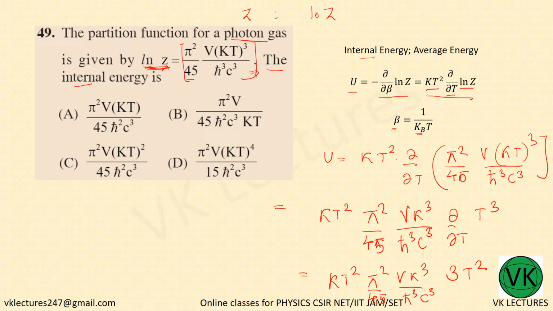Alright, so here you have k, so k power 4, T power 4, so kT whole power 4. Then pi square divided by, this is 3 and this is 45, so that is 1 by 15, and we have pi squared V by h cross cube c cube. So your answer is the option T.